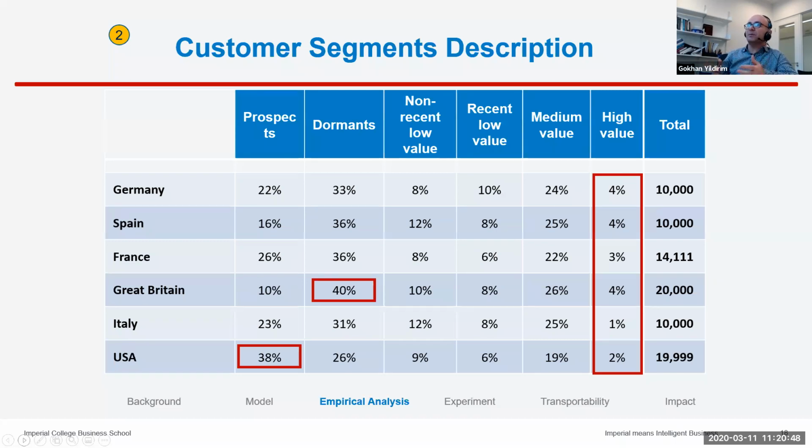And obviously, when we presented these results to the company, L'Occitane, they were wondering how to tap into high-value customers with better marketing tools, right? With better multi-channel marketing campaigns. And also, they wondered how they can really use the right marketing strategies to tap into prospects and dormants, because there is a lot of potential for those segments.